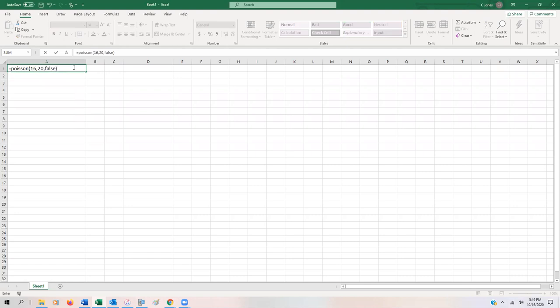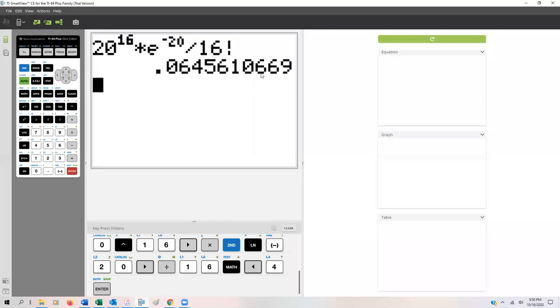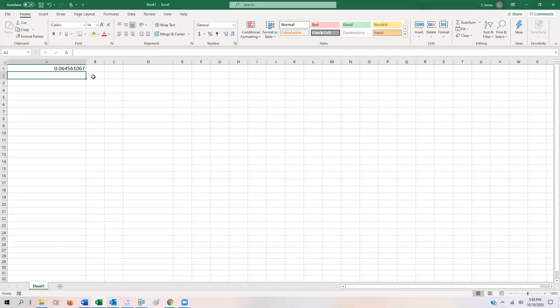Remember, we got 0.06456, and here we get 0.06456107, and right here we have 0.0646. So truly, we either got really, really lucky or this works. And of course it does work, all right? So this is the probability of exactly 16 successes.